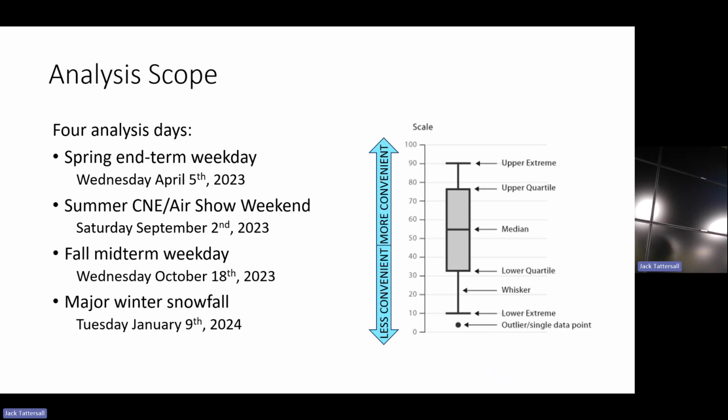And then the higher the connection convenience score, the closer to one, means that more of the connections for that transfer movement are deemed convenient under the standard versus less convenient. So you want more scores closer to one and fewer scores down at zero. Higher connection convenience scores are better.